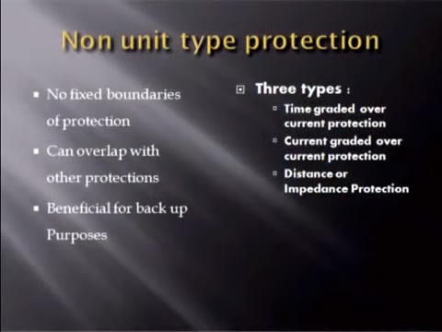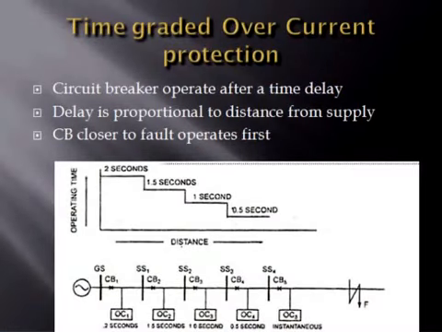Non-unit type protection schemes take into account these requirements. They have no fixed boundaries of protection and take into account a larger portion of the power system. They can even overlap with other protection systems and are compatible with backup systems. These include time-graded protection system, current-graded protection system, impedance-graded protection system. We will explain these one by one. Beginning with time-graded protection system.